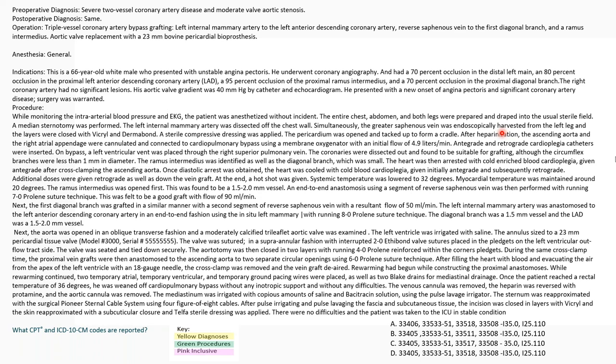The sternum was reapproximated with a surgical Pioneer sternal cable system using four figure of eight cables. After pulse irrigating and pulse lavaging the fascia and subcutaneous tissue, the incision was closed in layers with Vicryl and the skin reapproximated with a subcuticular closure, and Telfa sterile dressing was applied. There were no difficulties and the patient was taken to the ICU in stable condition. Your time begins now.